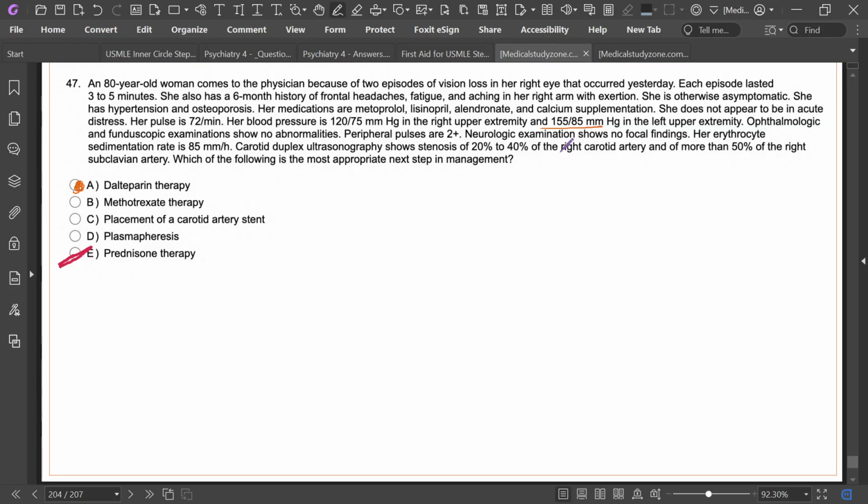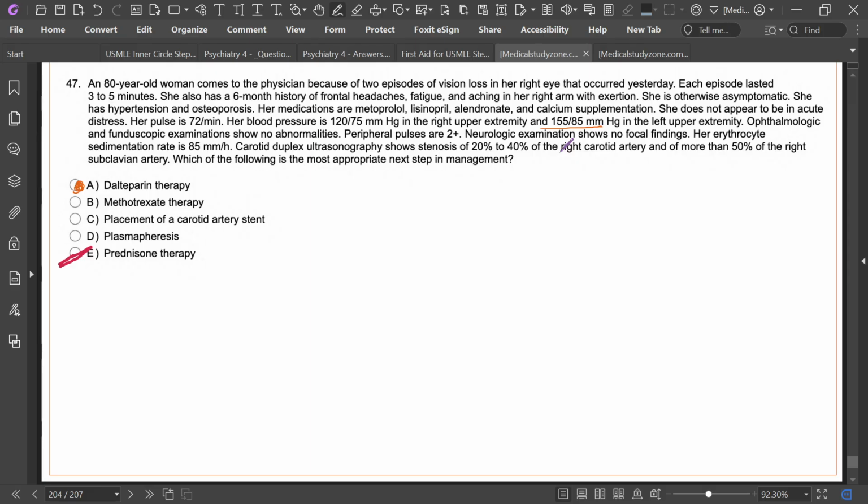Ophthalmologic and fundoscopic exam is fine. Peripheral pulses are 2 plus. Neurologic exam is fine. ESR, I believe, is high. Carotid Doppler ultrasound shows stenosis of 20% to 40% of the right carotid artery and of more than 50% of the right subclavian artery. Which of the following is the most appropriate next step in management?